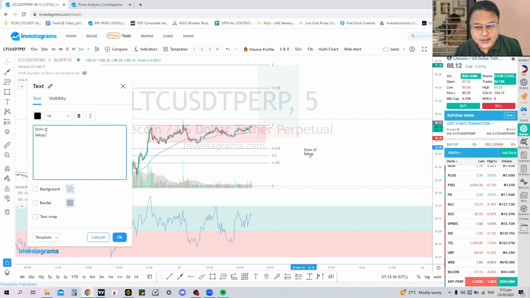Setup is ascending triangle plus EMA50 breakout at daily time frame. Entry is at 88.22. Stops is at 86.4, roughly doon sa level na yun. Targets is at 97.35.